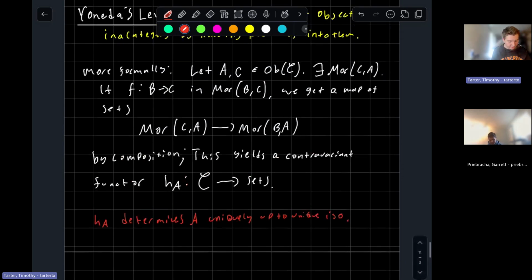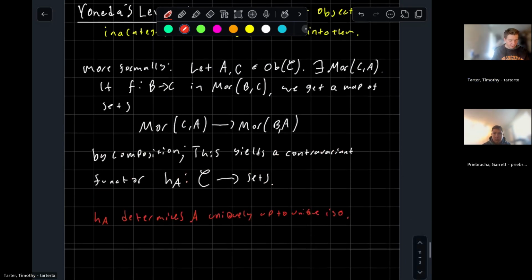What this means is that we can take something, like if H_A is a forgetful functor from the category C to the category of sets, then taking its contravariant from sets back to C determines the structure of an object from a preimage of a set.